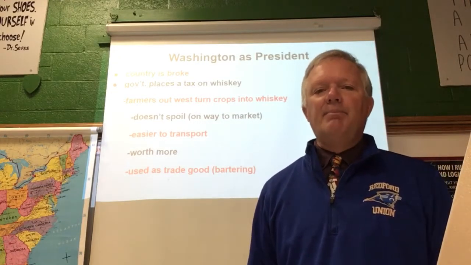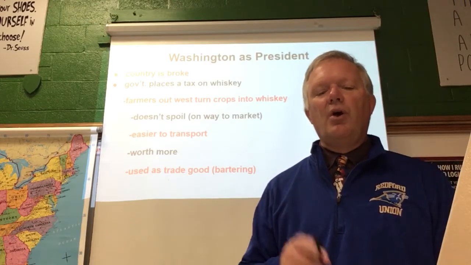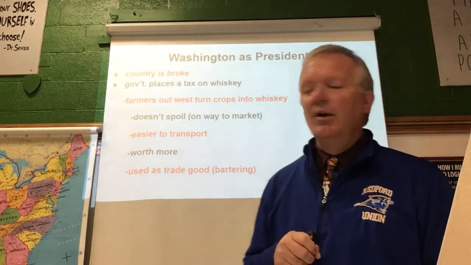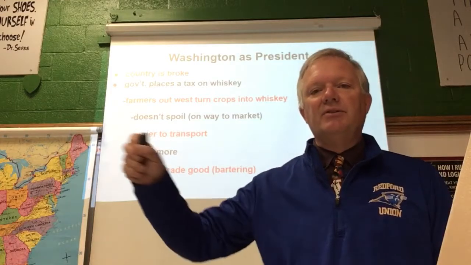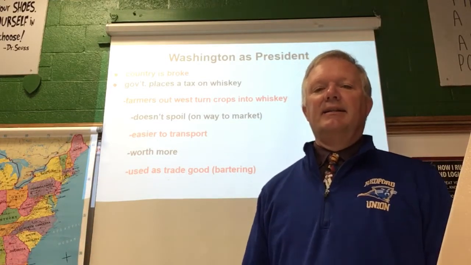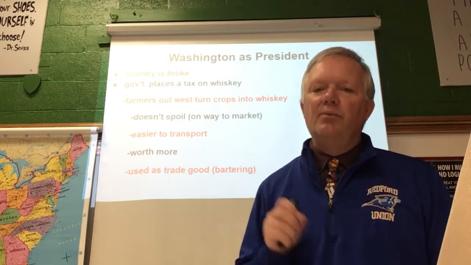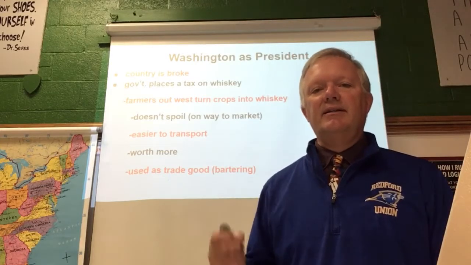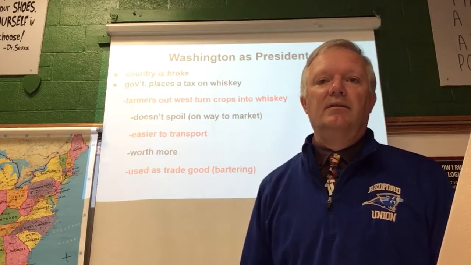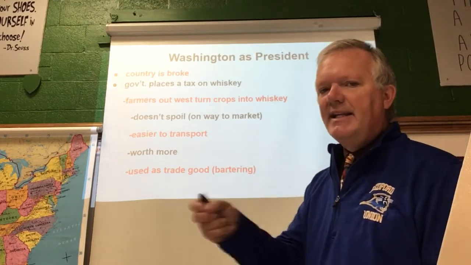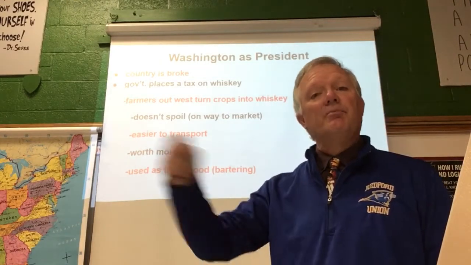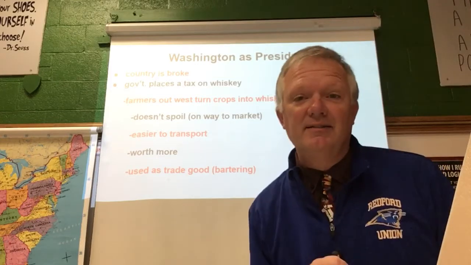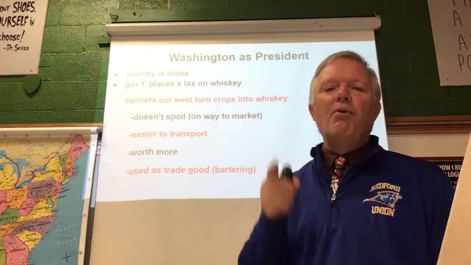The farmers that lived west of the Appalachian Mountains, because it took so long to get their crop to market, turned their crop into whiskey. And they did this for a number of different reasons. One, it wouldn't spoil. Trying to make that journey over the Appalachian Mountains to all the markets on the coast, the crops would spoil. Turning it into whiskey would prevent that from happening. Two, it's easier to transport. Turn it into whiskey, put it in some containers, and off you go. They would even get more money for the whiskey. And then the last thing is where they lived, they didn't have a lot of money. So what they did was they traded goods with each other. It's called bartering. And guess which one of those goods was a very important tool for trade? Whiskey.